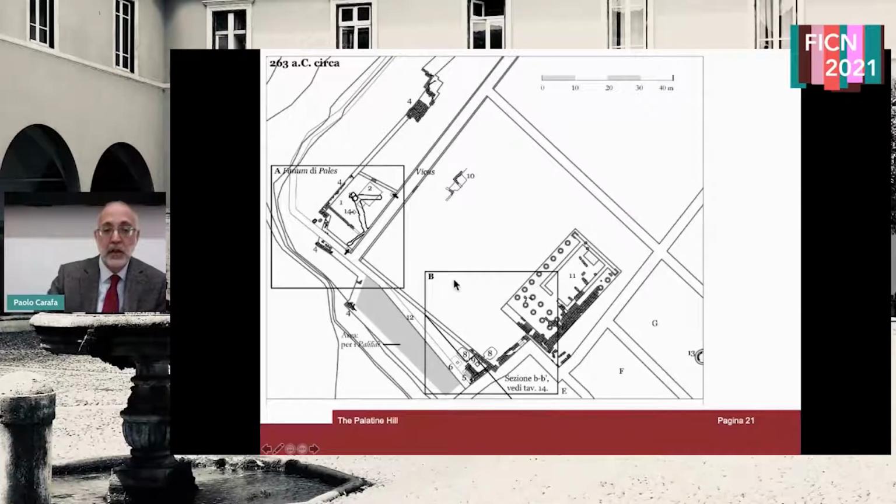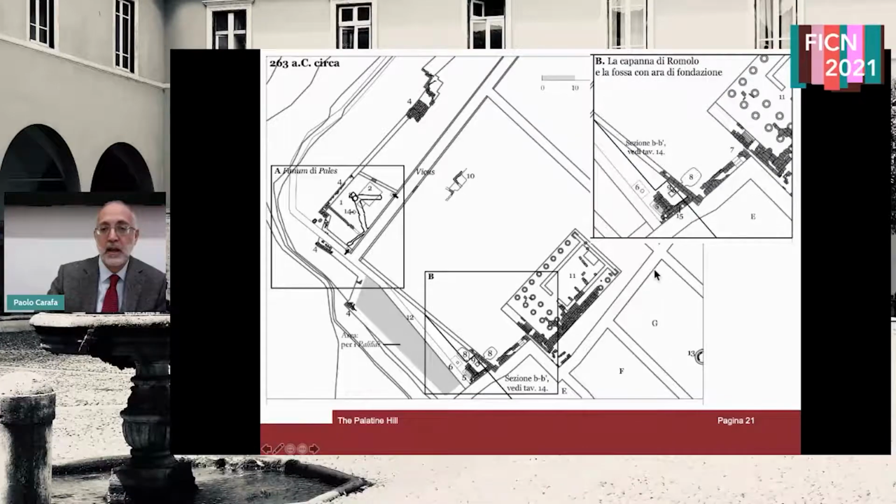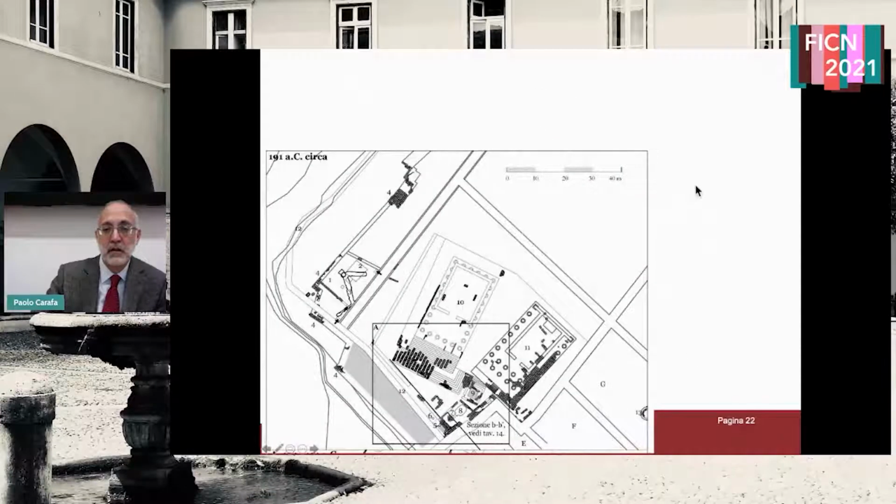A new platform is created here to host a new hut. At the beginning of the 3rd century, a new temple is built, and the place of the origin is narrower and narrower, but nonetheless, we have the pit, an altar, and a hut. Here you can see the narrow space. This is the original pit right in front of the temple. Then a second temple is created, and an enclosed area is created here with an altar right on top of the previous pit and the new hut suggested here.